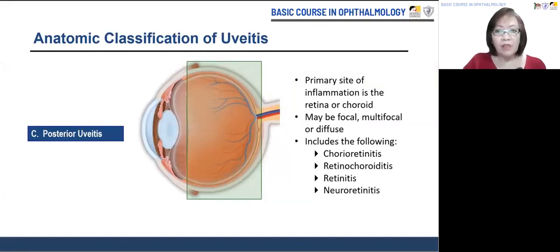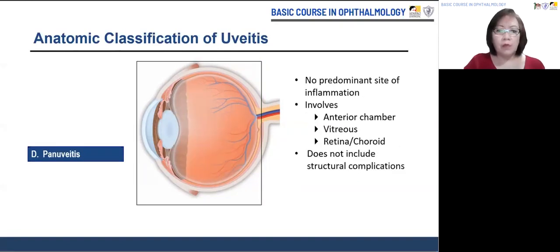Posterior uveitis involves the retina or choroid. Inflammation may be focal, multifocal, or diffuse. This category includes chorioretinitis, retinochoroiditis, retinitis, and neuroretinitis. Panuveitis refers to uveitis where the inflammation is present in all three locations: the anterior chamber, the vitreous, and the posterior segment. There is no predominant site for inflammation.